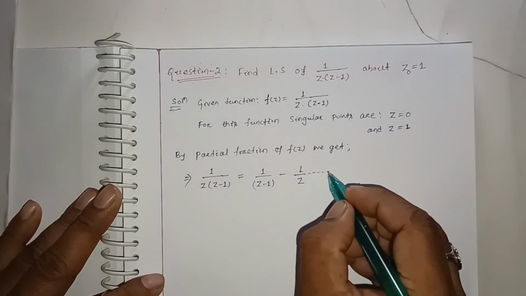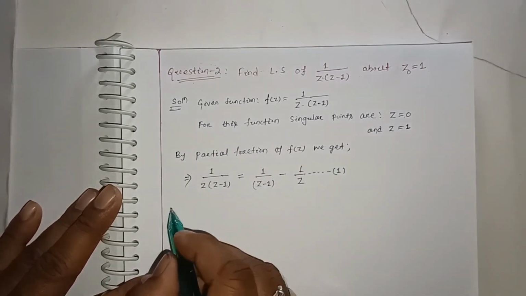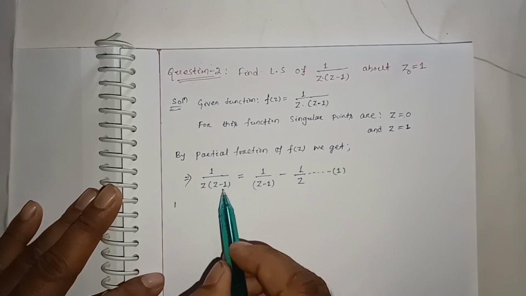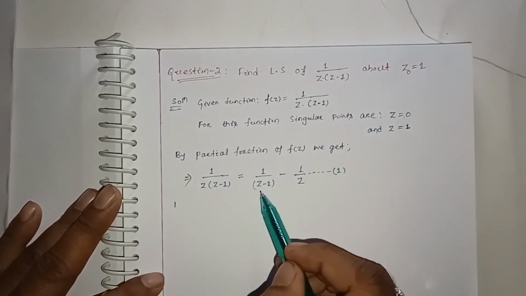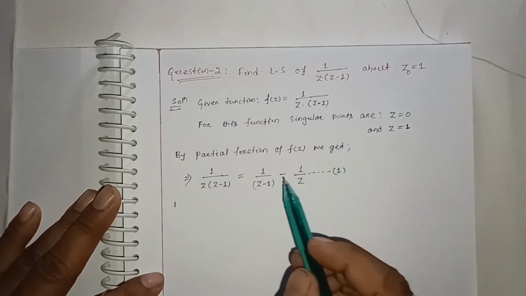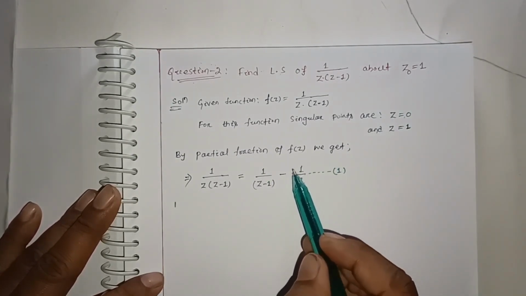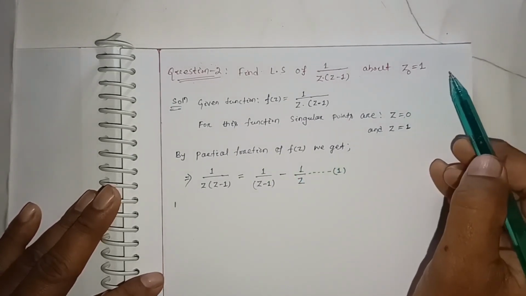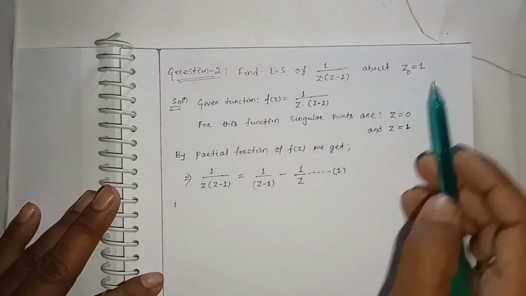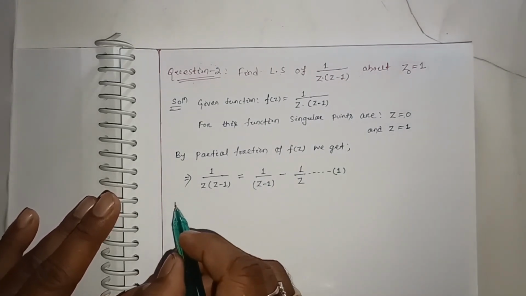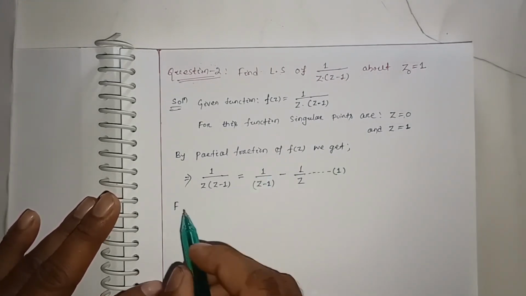You just write this as equation number 1. So the Laurent series of this function about z0 equal to 1 means the Laurent series of 1 by z minus 1 about z0 equal to 1, minus the Laurent series of 1 by z about z0 equal to 1. Separately we have to find the Laurent series of each about z0 equal to 1, then we are going to subtract. So first we have to find the Laurent series of 1 by z minus 1.